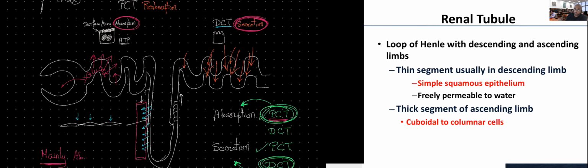All right, so again, who's going to be mainly performing absorption? The one close or the one far from the Bowman's capsule? The one close to the Bowman's capsule, proximal convoluted tubules. And when I'm getting something out, remember, paying your bills, you're going to wait until you get to the distal convoluted tubules. All right, make sense? Make sense?